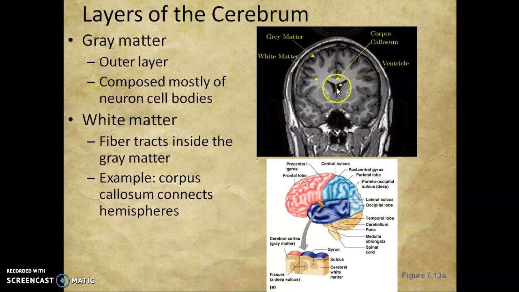The white matter is on the inside, and the white matter is going to be the fiber tracts that are inside of the gray matter. Think of your brain almost like a series of cables, and all those teeny tiny microscopic cables are what are going to make the connections, and what is going to allow your brain to interpret the message. Okay? So the fiber tracts, another word for fiber tracts, by the way, is axon.